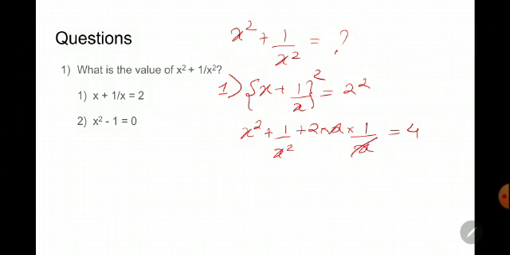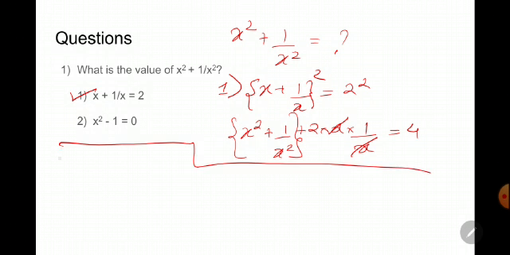Now here we cancel x and x. It's pretty easy to see that we can get the value of x square plus 1 by x square from here. Therefore we don't actually need to solve any further. We can say that statement 1 alone is sufficient. Let's move on to statement 2.